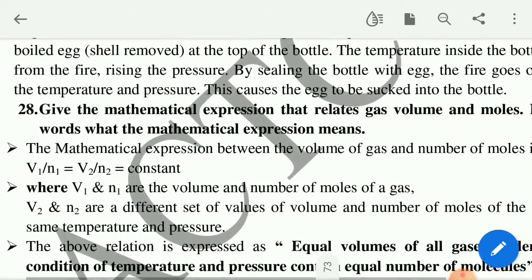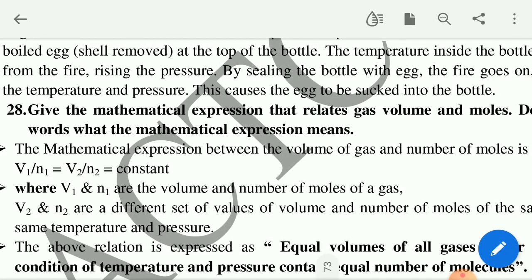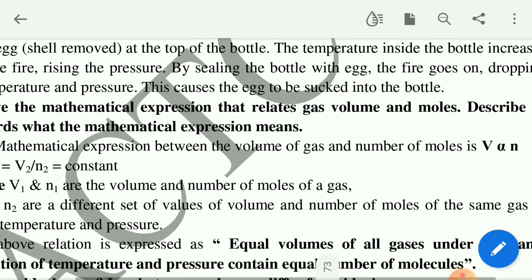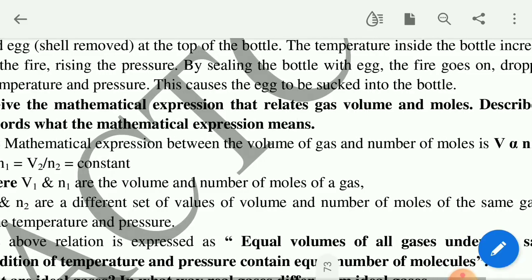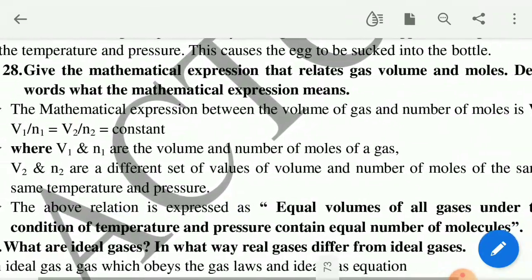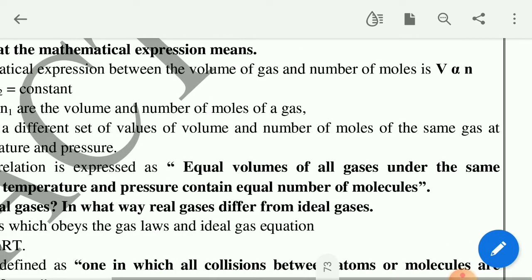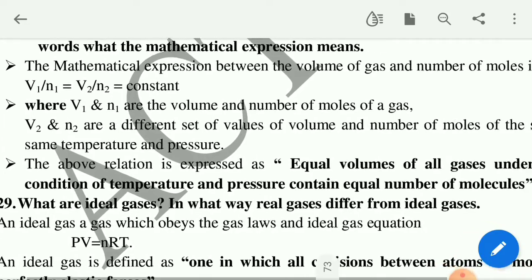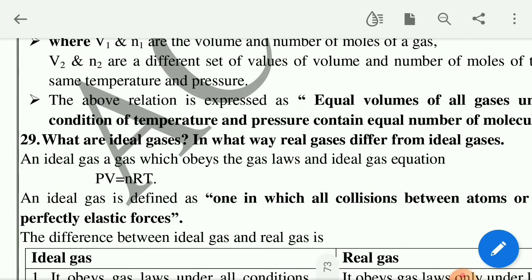The next question: give the mathematical expression relating gas volume and moles. Describe in words what that mathematical expression means. So the mathematical expression between the volume of gas and number of moles, V and n: V1/n1 equals V2/n2, a constant, where V1 and n1 are the volume and number of moles of a gas, and V2 and n2 are a different set of values of volume and number of moles of the same gas at the same temperature and pressure. So the above relation expresses that equal volumes of all gases under the same conditions of temperature and pressure contain an equal number of molecules.